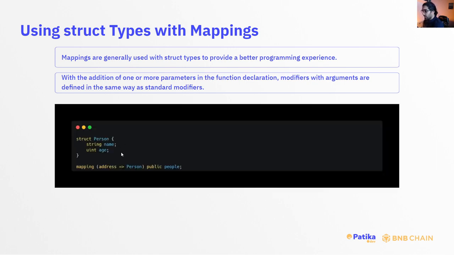For example, we have struct person. It's basically a data type where you can use different data types in. We have string name and uint age. So in this mapping, we are basically using address as a key and person data type as a value, and we can just map this address to that person, and the name of the mapping is people here.